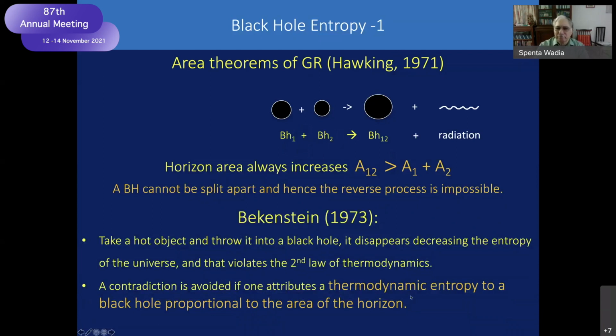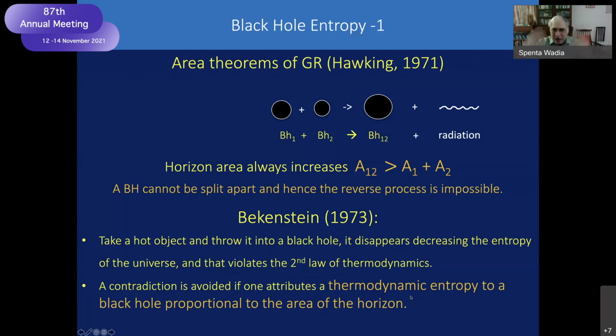So around the 1970s, Hawking proved what are called the area theorems of general relativity. You take two black holes of some horizon radius, which characterizes them, or some mass, and you coalesce them slowly, and they become a bigger black hole. In order to conserve energy, of course, some gravitational radiation is given out. Now, the area theorem says that the area of the final black hole is always greater than the sum of the areas of the initial black holes. So a black hole cannot split apart, and hence the reverse process is impossible. This is a very beautiful geometric theorem, very general, based on Einstein's general theory of relativity.